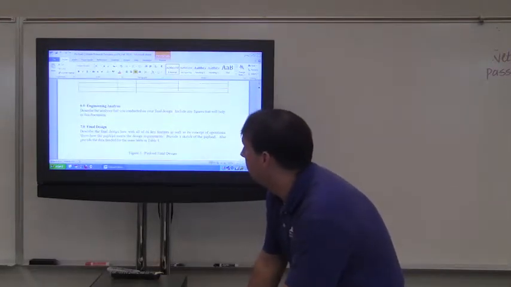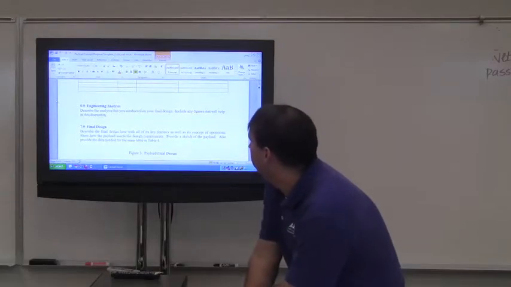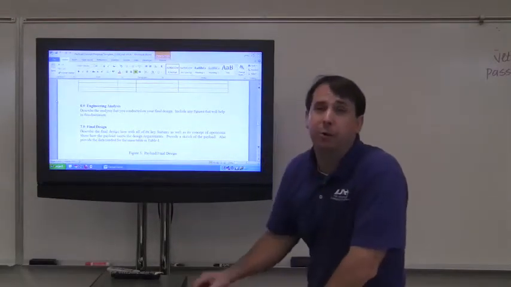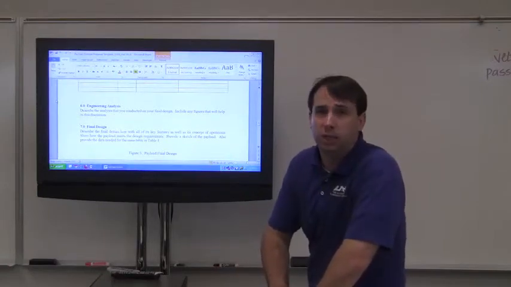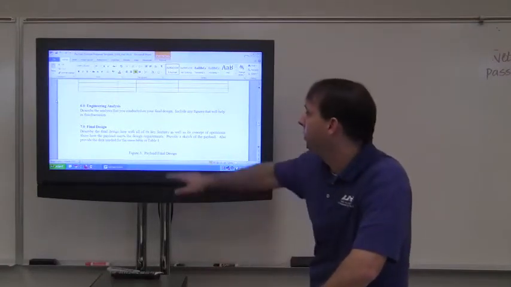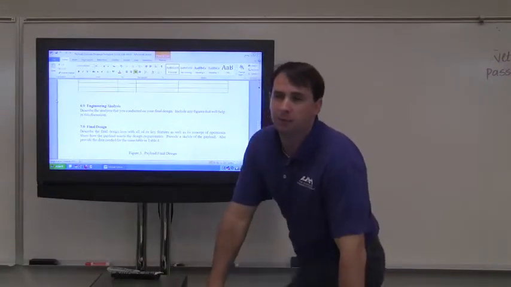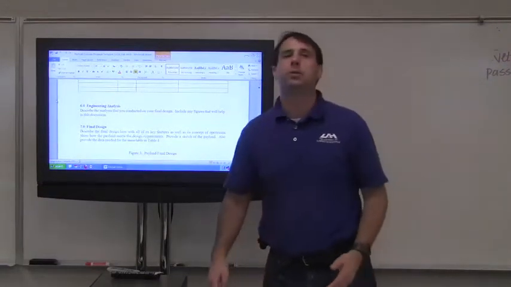Engineering analysis. Describe the analysis that you conducted on your final design. Include any figures that will help this discussion. I know one figure that will be a big help: a flow chart. A flow chart will be extremely helpful with the engineering analysis, and it can be boxes with text inside the boxes, or it can be pictures.